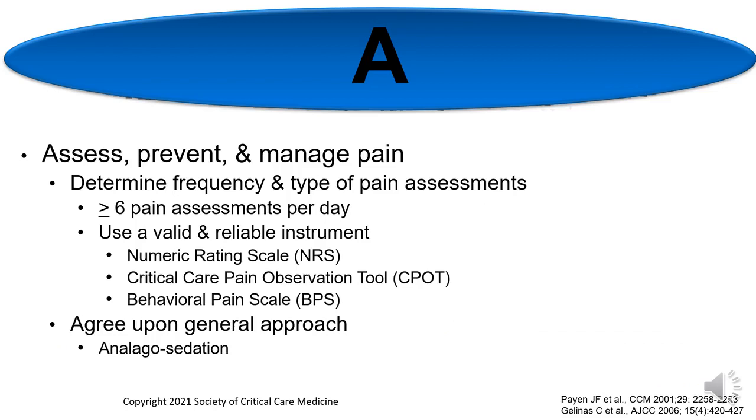Within the collaborative, the A, the assess, prevent, and manage pain part, we defined as a patient in the ICU having at least 6 pain assessments per day. And those pain assessments occurred using one of the valid and reliable instruments that you see on the PowerPoint here: either the numeric rating scale, the CPOT, or the behavioral pain scale. So before you measure A, it is focused on the assessment, prevention, and management of pain, and we operationalized how frequently those assessments should occur to be at least 6 times a day.